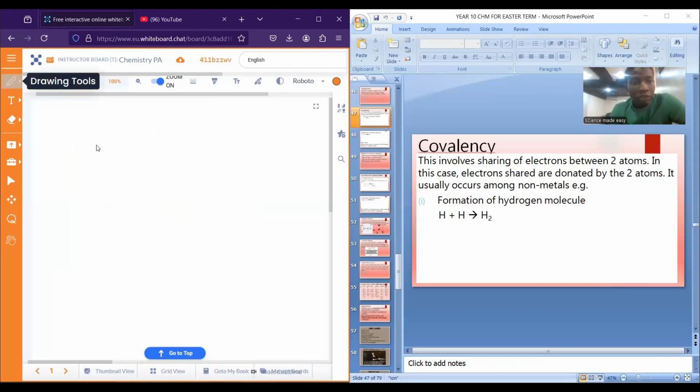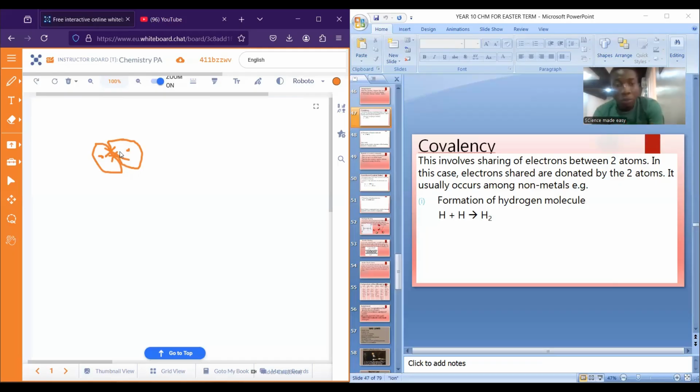For example, when hydrogen and hydrogen combine together, hydrogen normally has one electron. If it is combined with another hydrogen, the other hydrogen also has one electron. You can see both of them are complete. This one has two electrons, this one has two electrons, because the first shell can contain a maximum of 2 electrons. So both of them benefit from each other. They both have 2 electrons now, so they are sharing electrons.